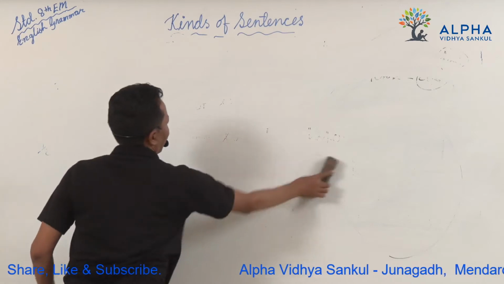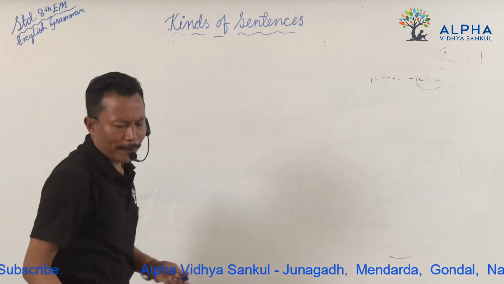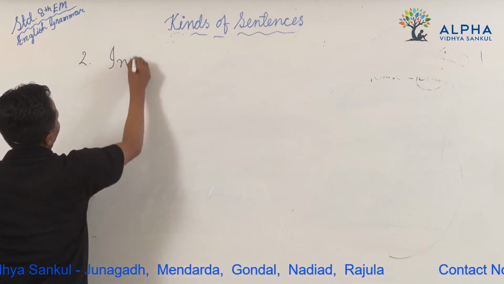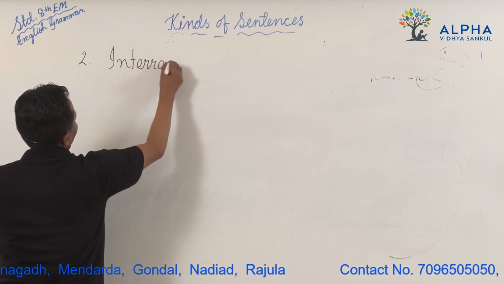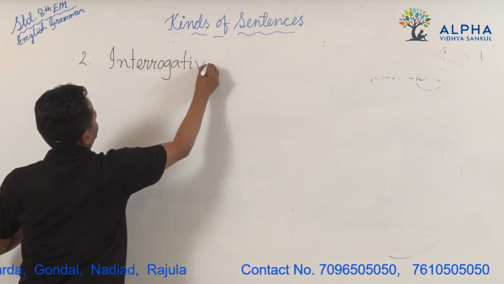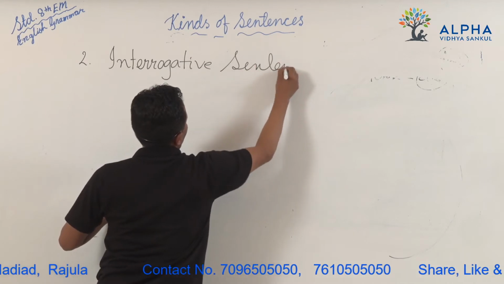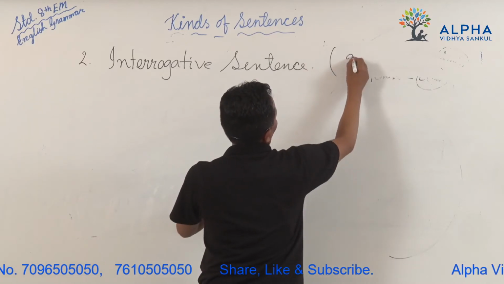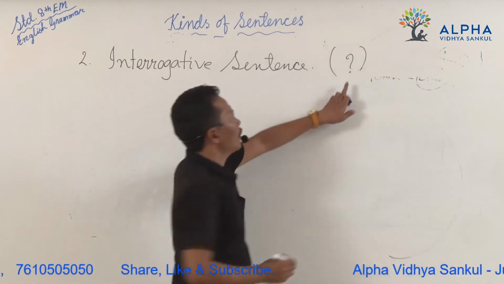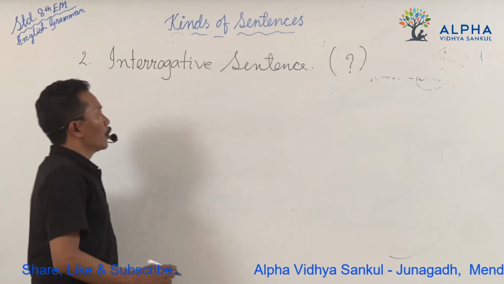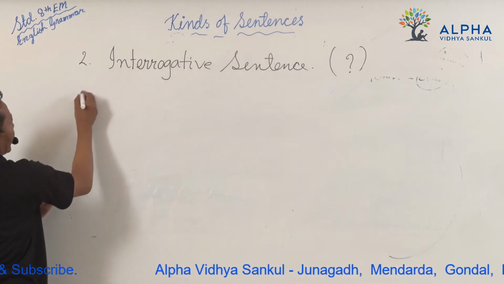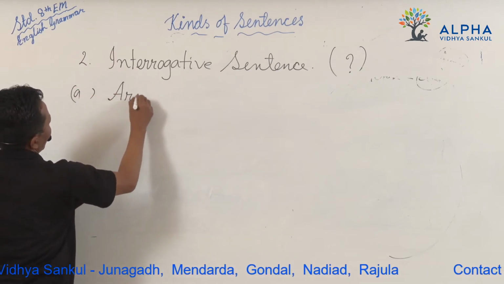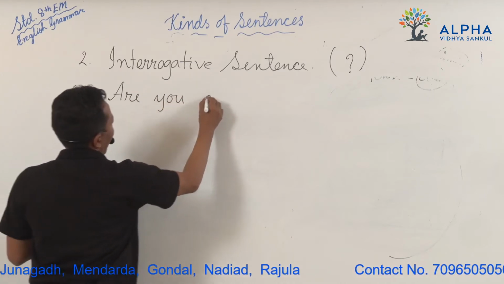The next is the interrogative sentence. The second one is the interrogative sentence. And at the end of the sentence there will be a symbol like this. And this is called what? The interrogation mark. So, an example is here. Are you a doctor?